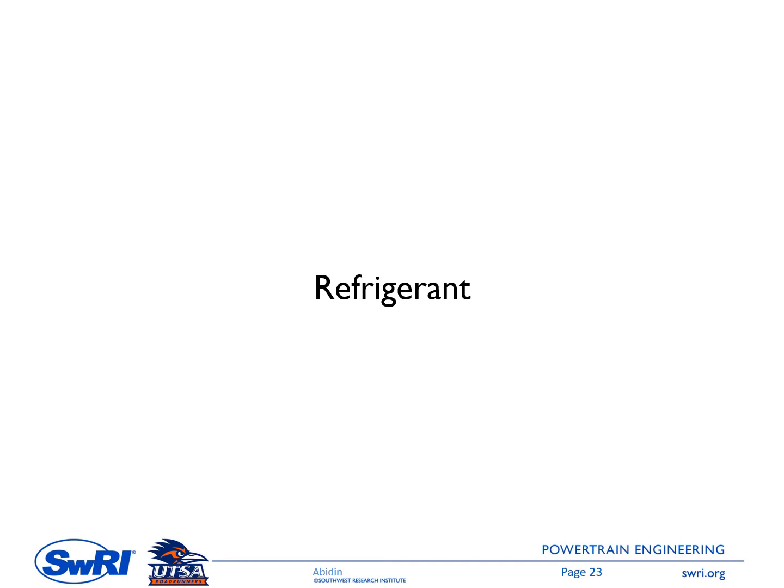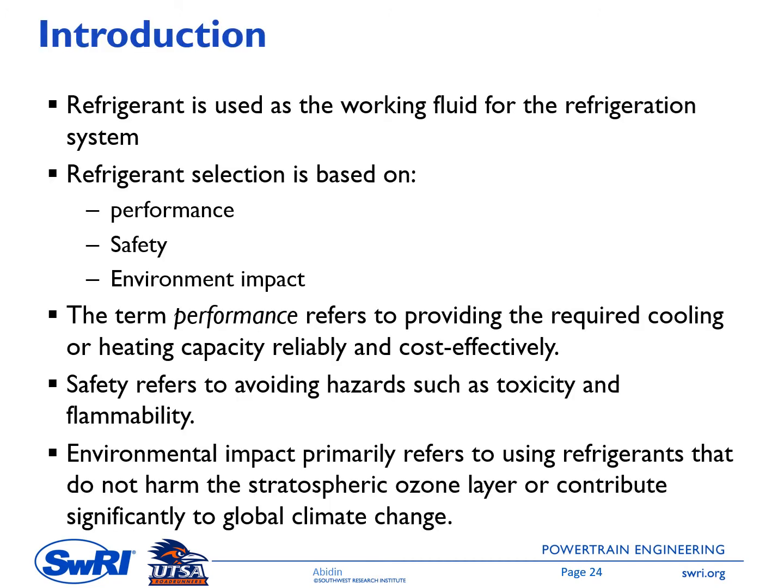The next topic is refrigerant. In daily speaking, this is also called Freon. Refrigerant is used as the working fluid for the refrigeration system. So there are different types of refrigerant that can be used for a refrigeration system, and the selection of this refrigerant is based on the performance and then safety and environmental impact.